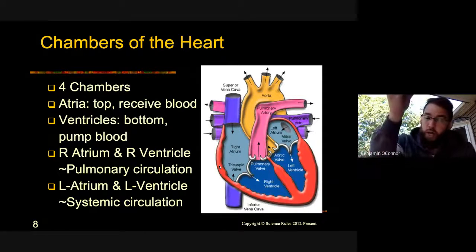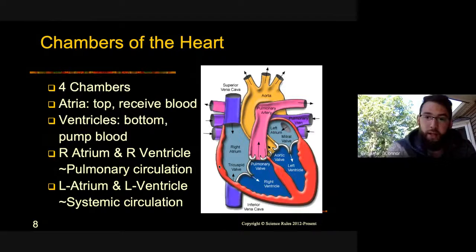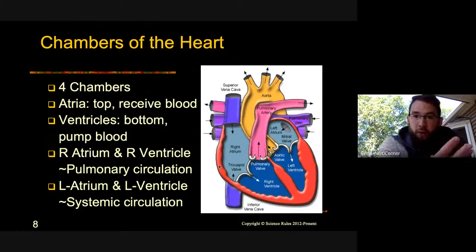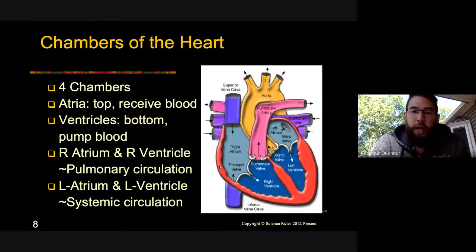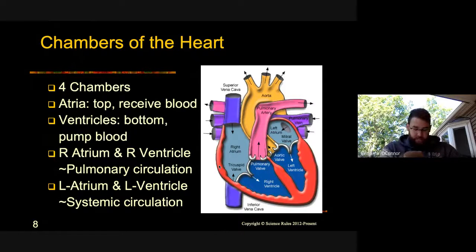We got to go through one more valve, and then we are going to go through the left ventricle, and then we have this aortic valve. And look at this yellow structure. Your aorta is huge. Think of this big stem in the very center of your body.